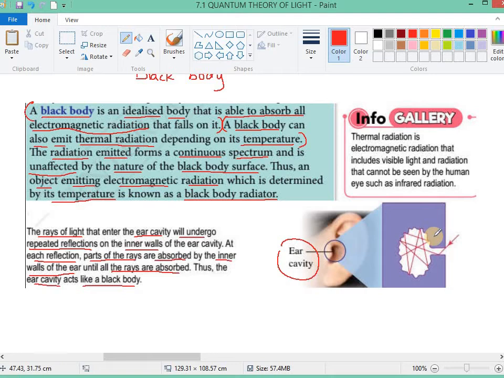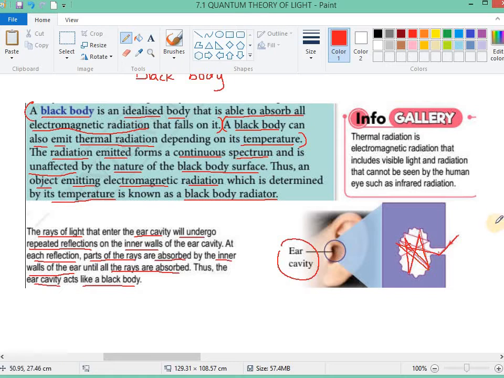So, you see, every time there is reflection, let's say there is a radiation that goes into the ear cavity, it will reflect inside the ear cavity. Every time it reflects, a little bit of the energy will be absorbed by the wall of the ear cavity. So until the end, all of the energy is absorbed by the ear cavity. No radiation is reflected out from the ear cavity.